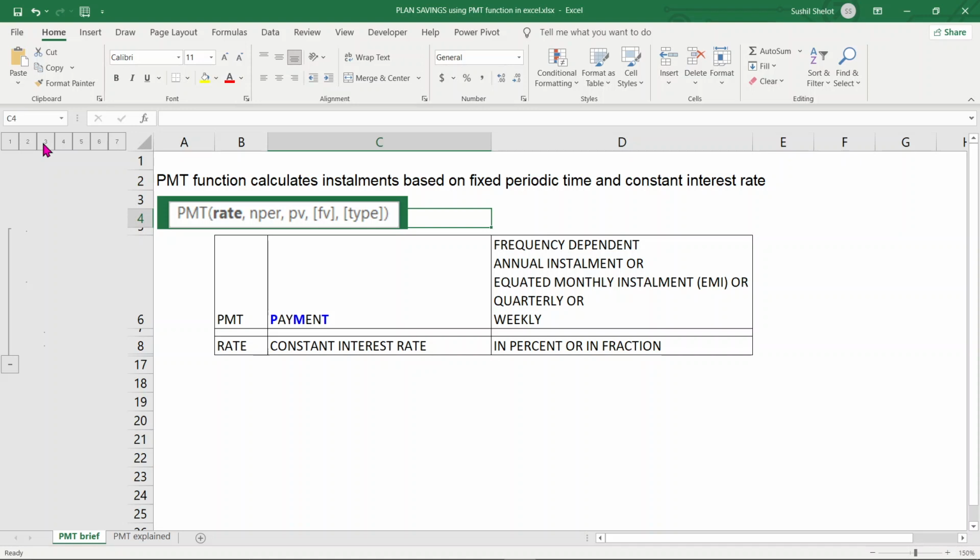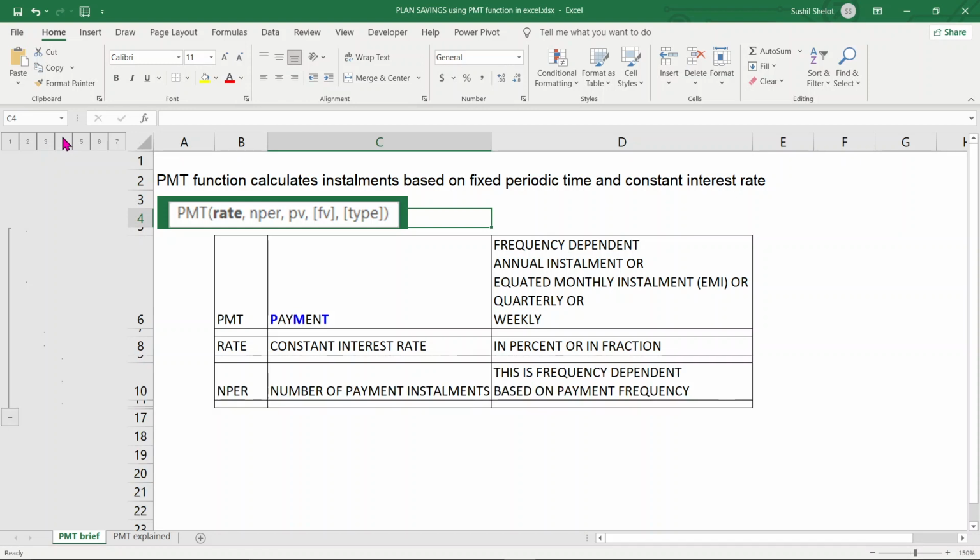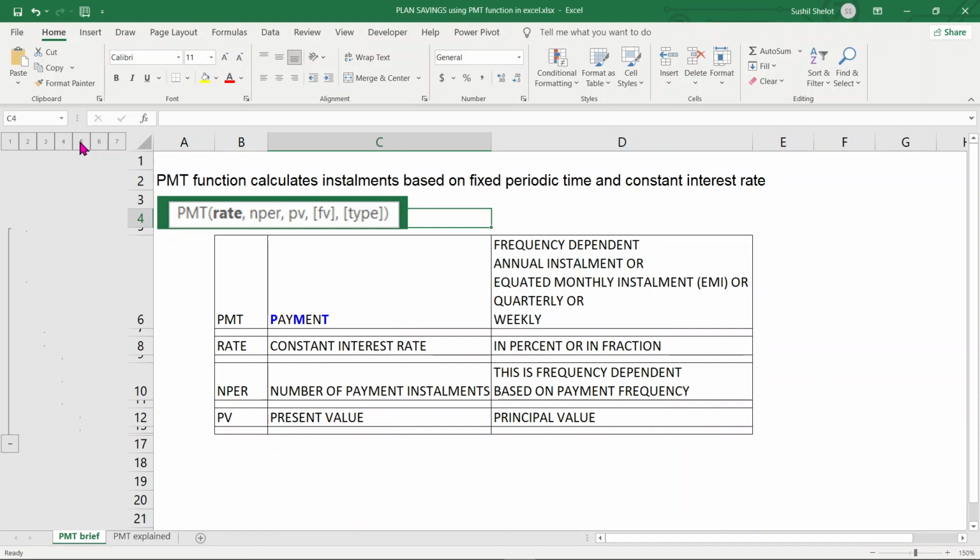Rate is the constant interest rate at which the interest is earned on the savings. It can be expressed in terms of percentage or in terms of fraction. The next thing required here is the Nper, that is the number of payment installments, the number of installments in which the savings can be done. This is nothing else but the frequency, based on the payment frequency. So it can be again, as I said, weekly, monthly, quarterly, yearly.